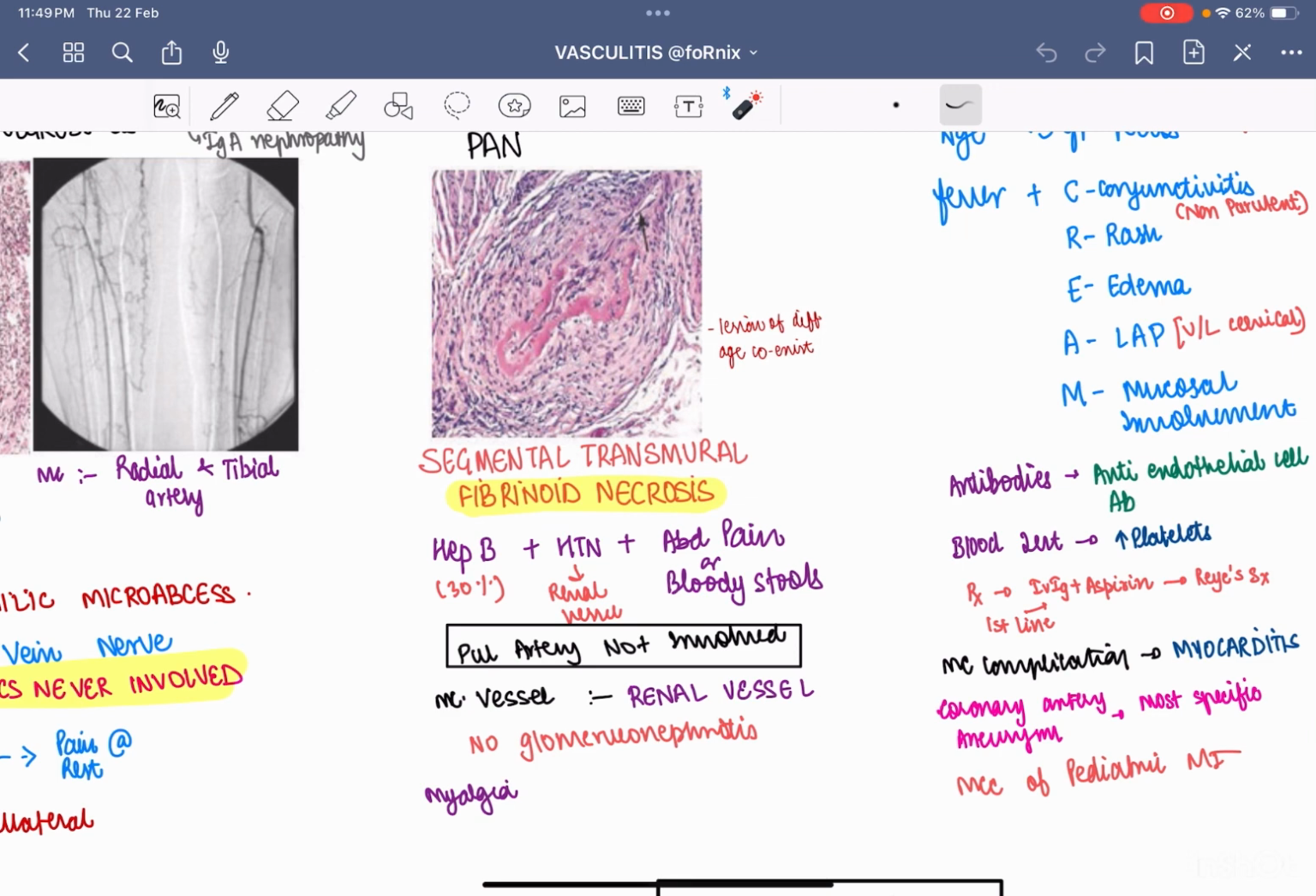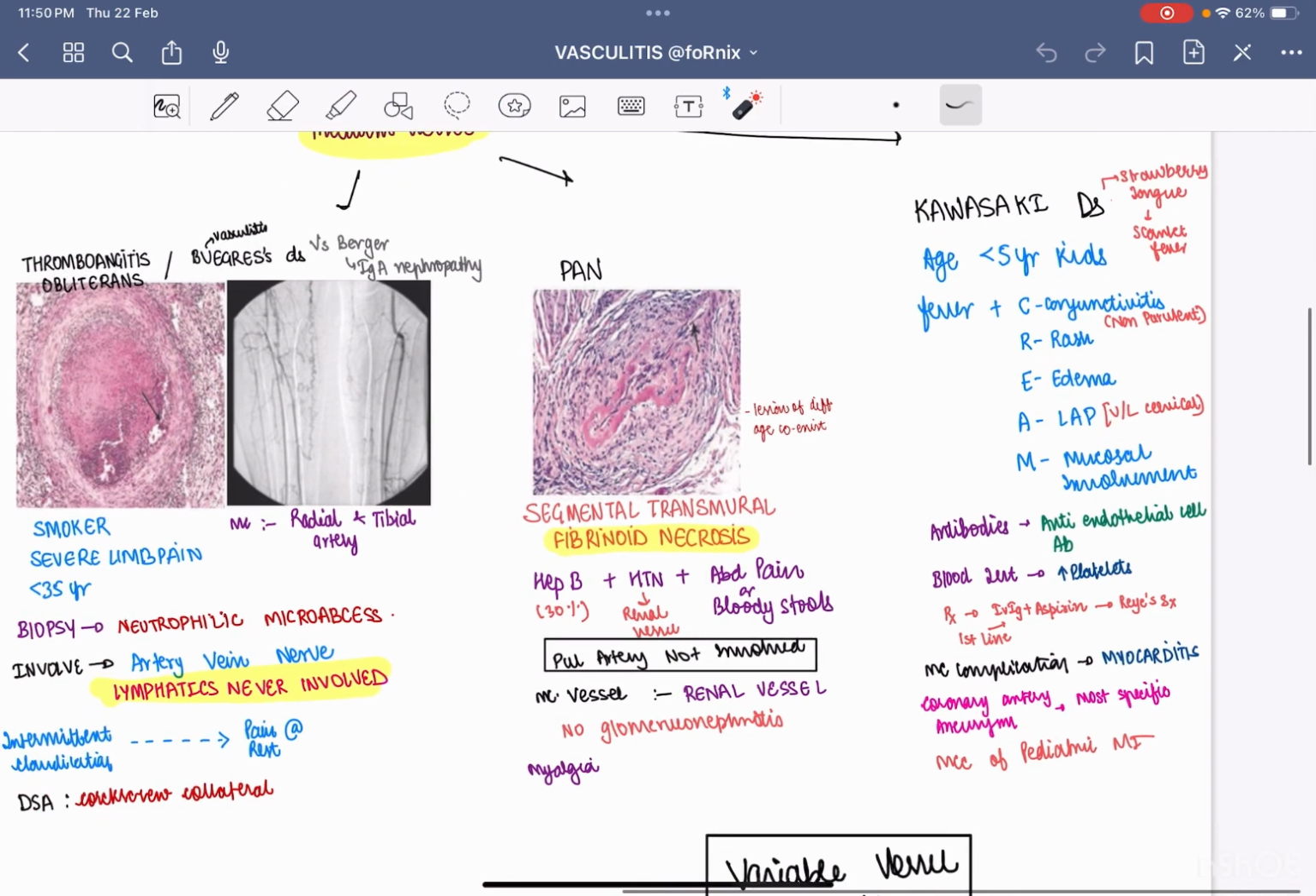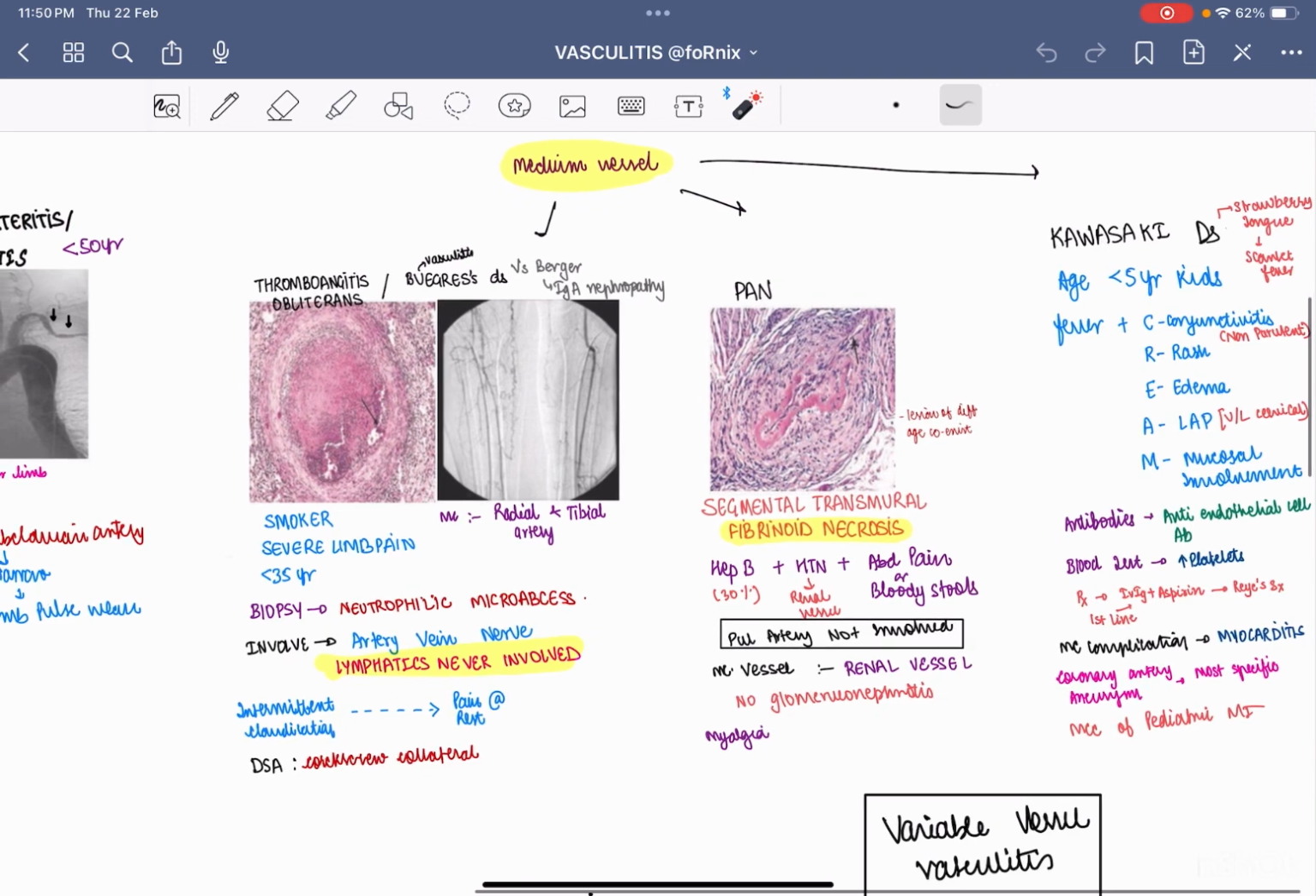The treatment that we give in this case is IVIG plus aspirin. Aspirin can cause Reye's syndrome. And if a question asks what the first line is, the first line is always IVIG. So this sums up our medium vessel vasculitis.